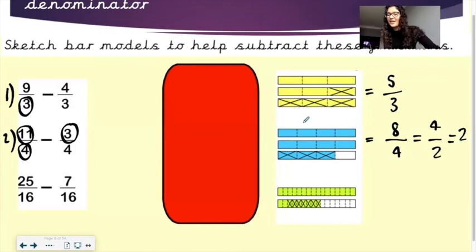And you can see here 2 whole parts of our bar models. 2 of them have been shaded in or have been left uncrossed. So you could just say 2 rather than 8 out of 4 or even 4 out of 2 when you're simplifying.